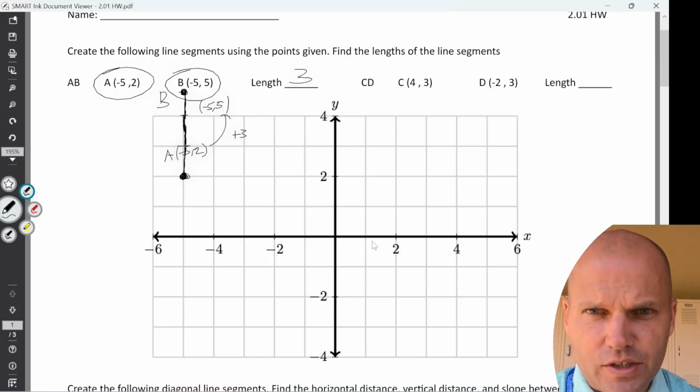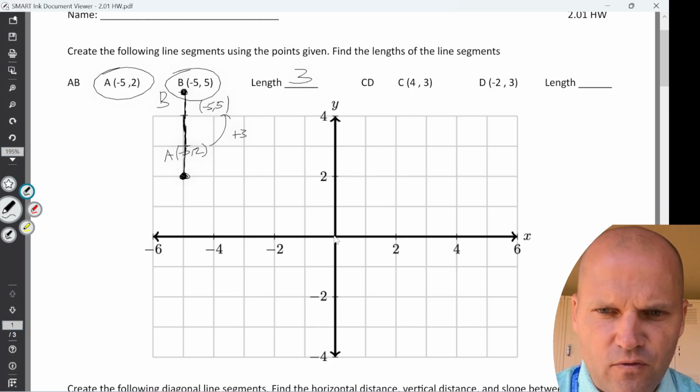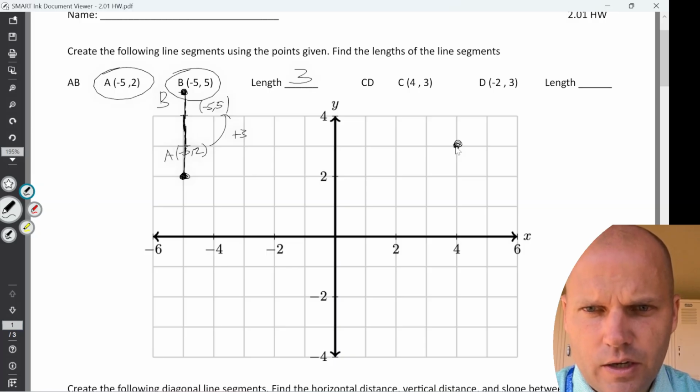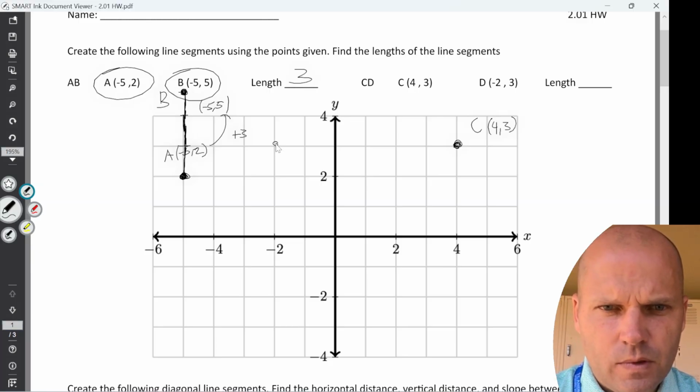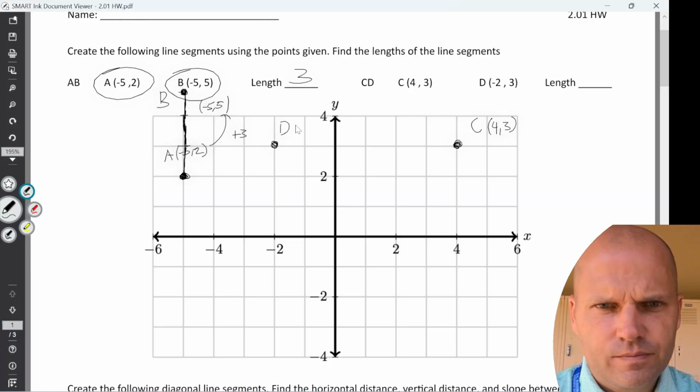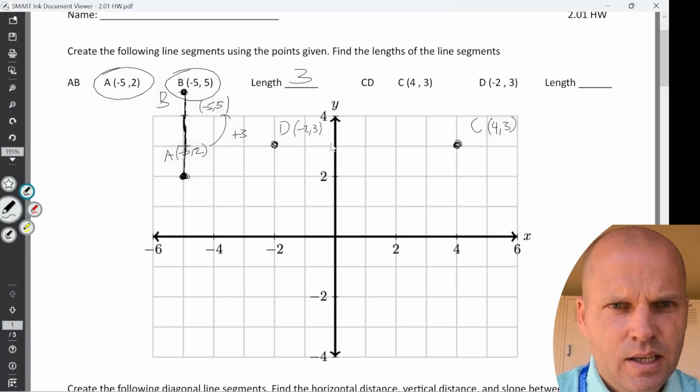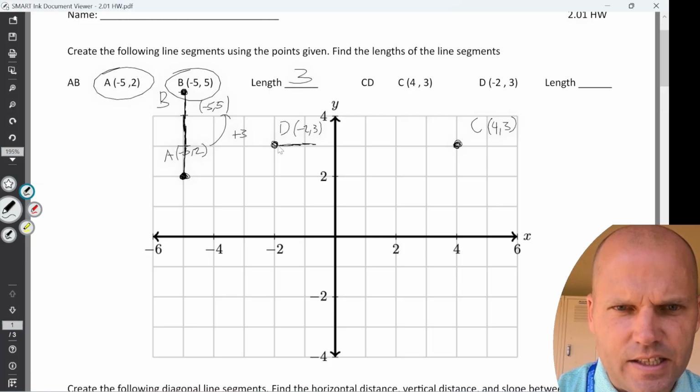If I have the point C at 4, 3, it means I'm going to be 4 units to the right of the origin and 3 units up. And here's point C, which is at 4, 3. And then the point negative 2, 3, D. If I connect C and D, I create this line segment CD.